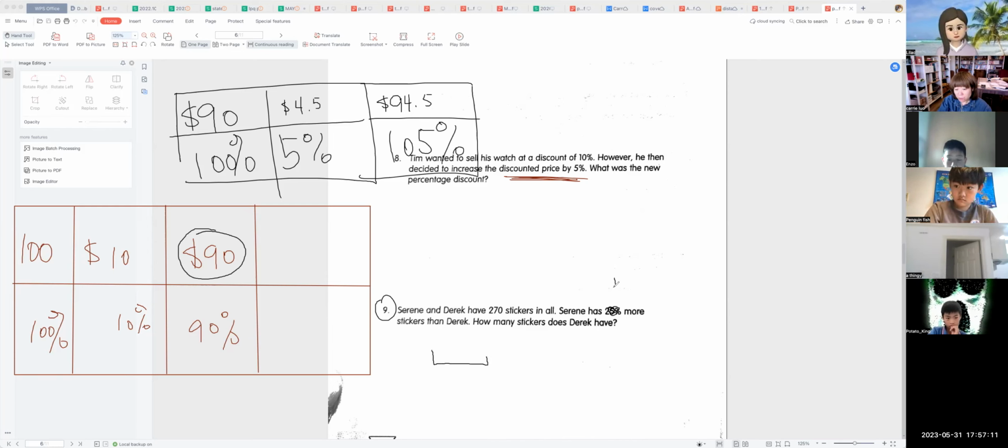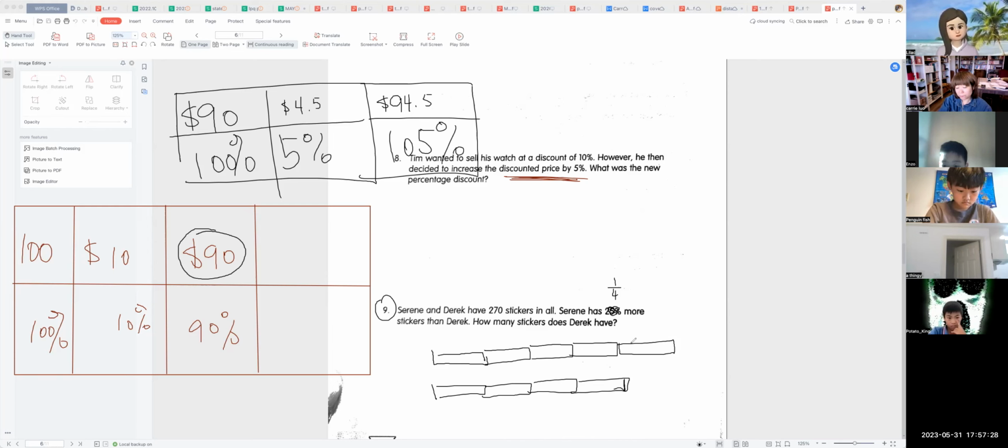那我如果把它改成 1/4 more，也就是说这边有2个人都是有4份。Right? And Serene has one more. So it's 1/4. So it's 4. So it's 1, 1, 1, 1, 1. So Serene has 5 parts and Derek has 4 parts.